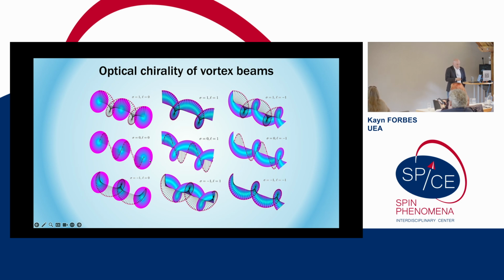If we look at vortex beams, independent of polarization, they are chiral. They are geometrically chiral structures. Their wavefront twists to the left or to the right, independent of polarization. So there's a strong motivation to look at these beams to see if we can do analogous chiral light-matter interactions as what we do with circular polarization.